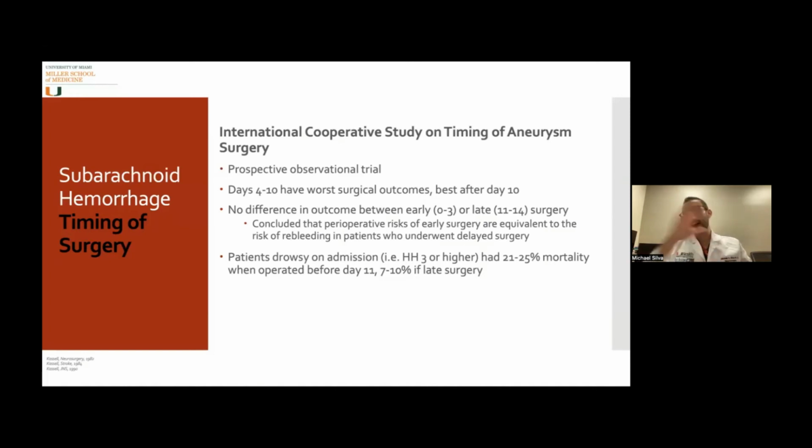And looking at that data as a whole, you would conclude that the perioperative risks of early surgery are basically equivalent to the risk of rebleeding in patients who undergo delayed surgery, right? So it's assuming which risk do you want to assume. But if you look closely at their data, the patients that were drowsy on admission, so basically translating that to Hunt-Hess, that's a Hunt-Hess of 3, 4, or 5, had a very high mortality when operated on early, before day 11, but much lower if operated late. So again, this validates what the Hunt-Hess scale was hinting at, that the surgical morbidity is lower, as we know, once it cools off.